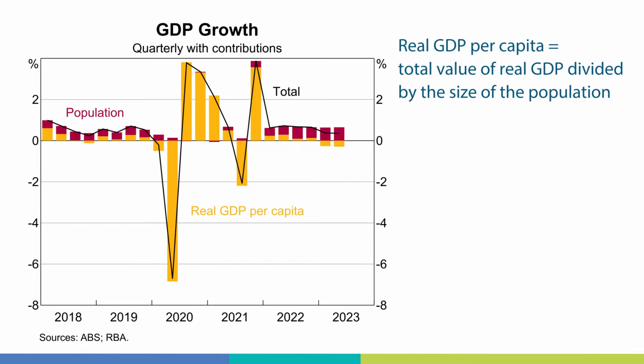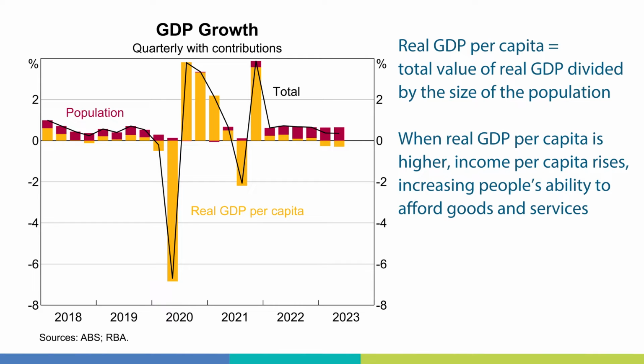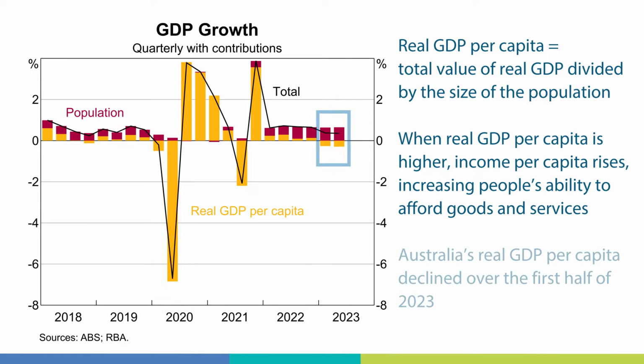To calculate real GDP per capita, we take the total value of real GDP and divide it by the size of the population. This gives us a measure of each person's share of real output in the economy. It's a way of assessing living standards. When real GDP per capita is higher, so too is real income per capita, which increases people's ability to purchase goods and services. Real GDP per capita declined over the first half of 2023. The term real means we are taking inflation into account.